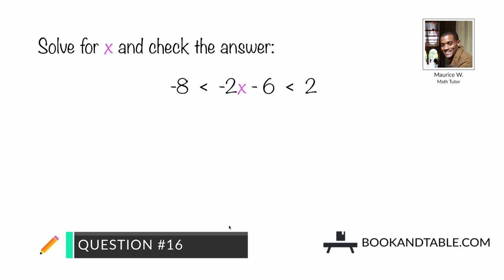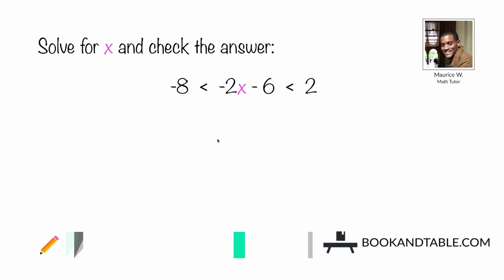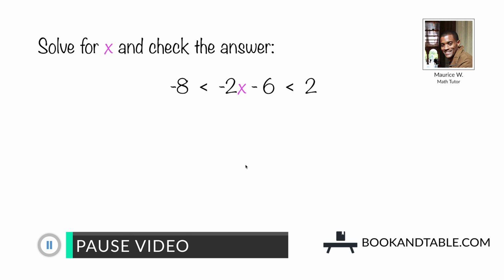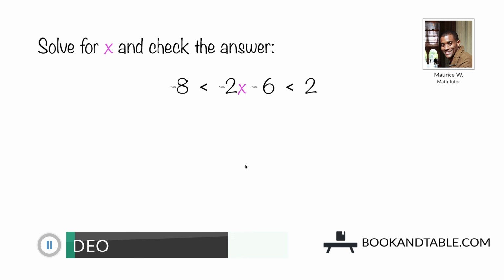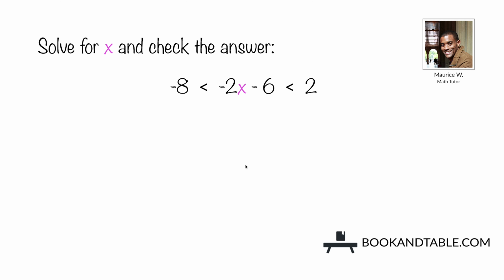Question number 16. Solve for x and check the answer. Negative 8 is less than negative 2x minus 6, which is less than positive 2. Pause the video, answer this question, and then press play when you are ready.